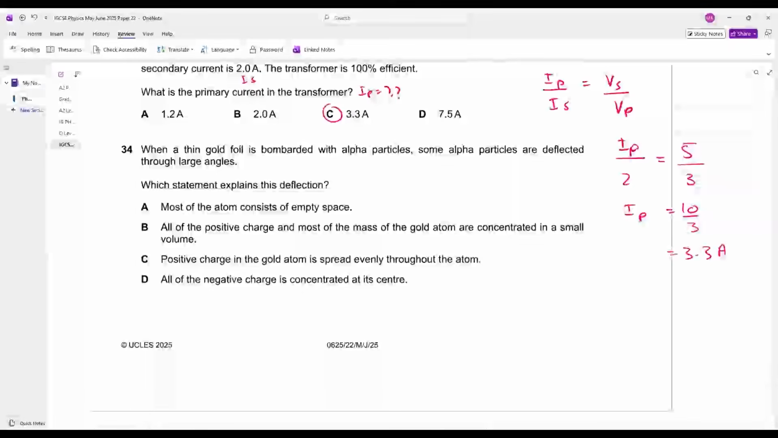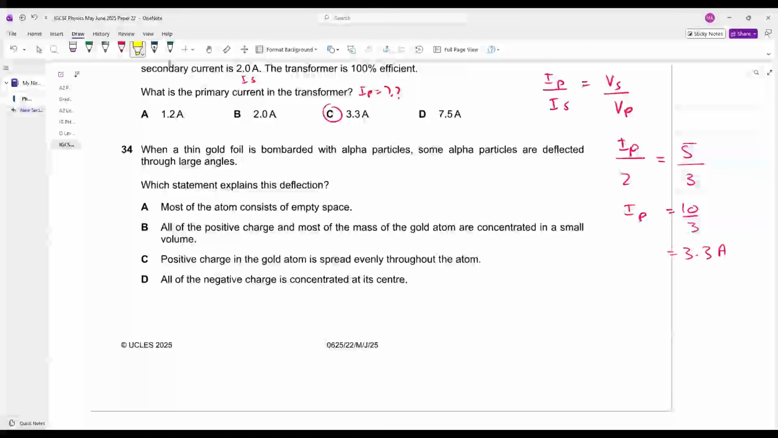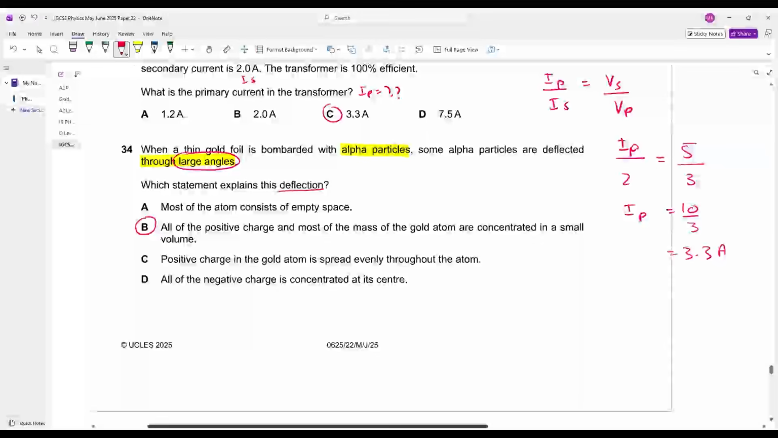Let's move on to question number 34. When a tiny gold foil is bombarded with alpha particles, some alpha particles are deflected through large angles. Which statement explains this deflection? All of the positive charge and most of the gold atoms are concentrated in a small volume. Hence, very few alpha particles get deflected. We have to give the reasoning: why does a very small amount of alpha particles get deflected? Because a very small amount of the atom is positively charged and contains most of the mass. B is your answer.